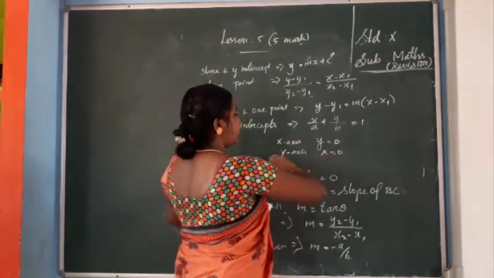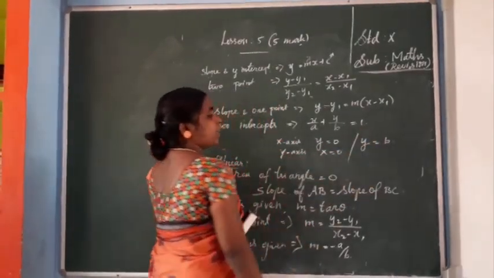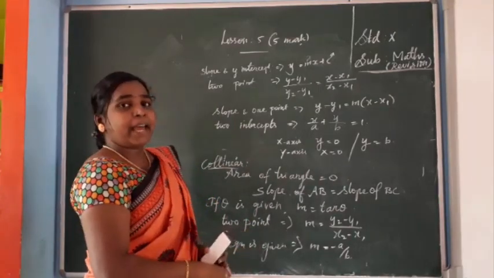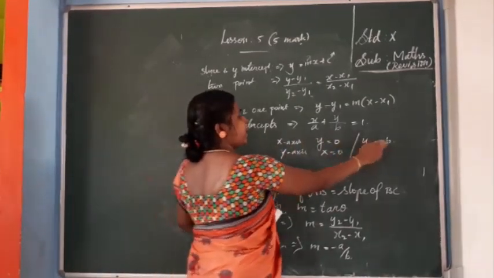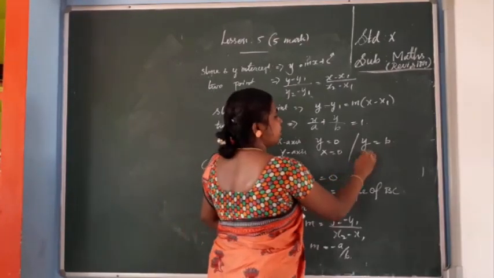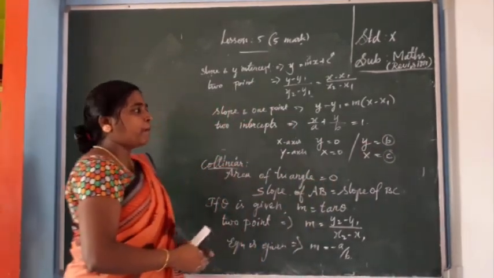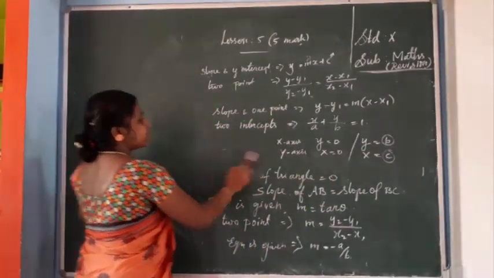Parallel to the x-axis means y equal to b, one value in it. The equation of a straight line parallel to the y-axis means x equal to c, where c is one constant, or number.